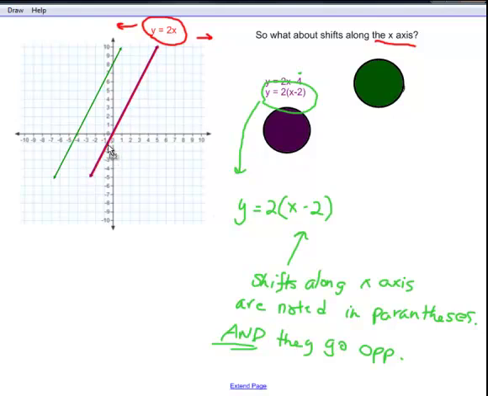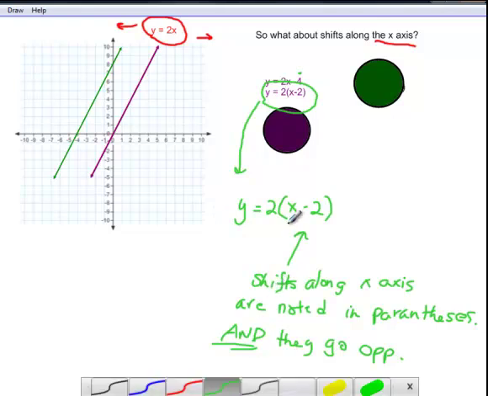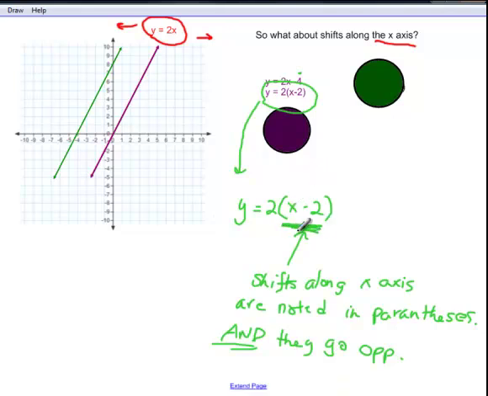We've got mama right here. So let's take the purple and put it on top of the red. And mama wants us to shift along the x-axis because I see parentheses. So I know that I'm going to take baby and I'm going to move it somewhere along the x-axis.